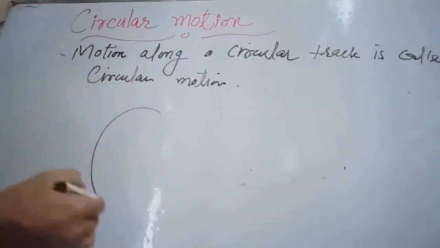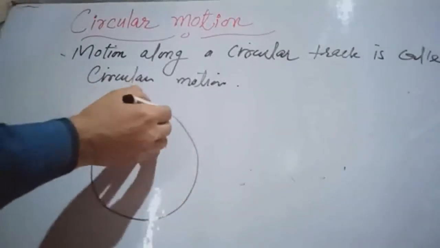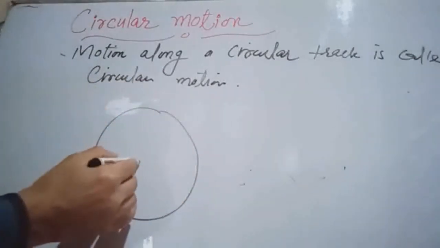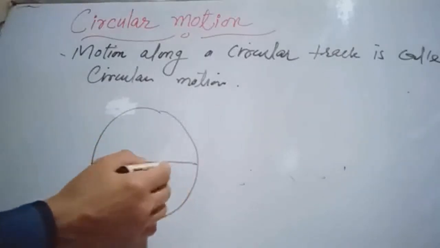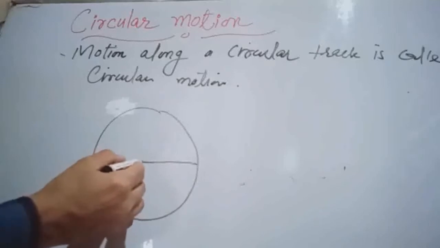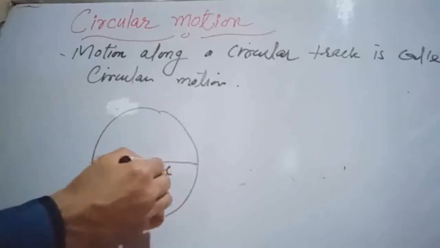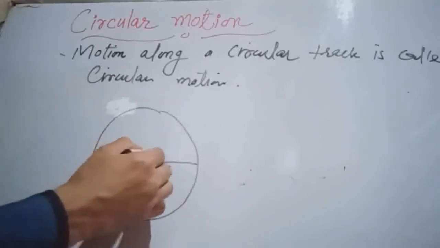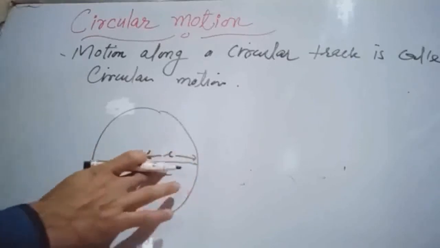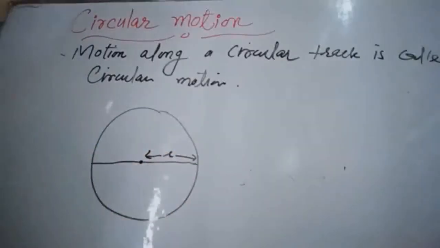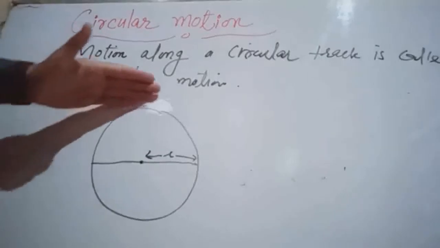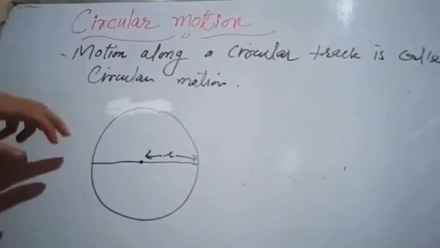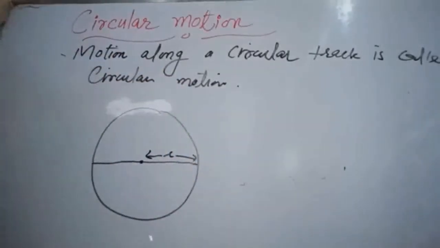For example, this is a circular track, and a circle has a constant radius. If this is the center, this is the diameter, and half of the diameter is the radius. From this to this is r. A circle has a constant radius. This means that if a body moves in this circular path, that motion will be called circular motion.